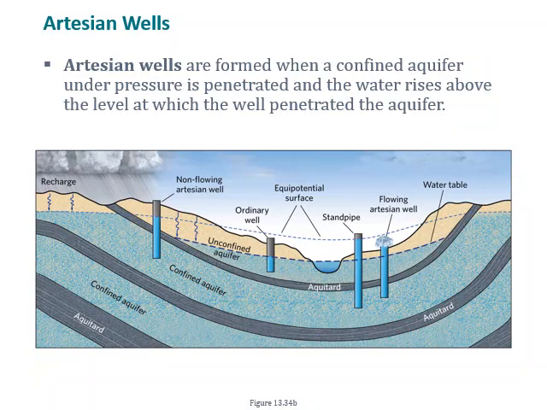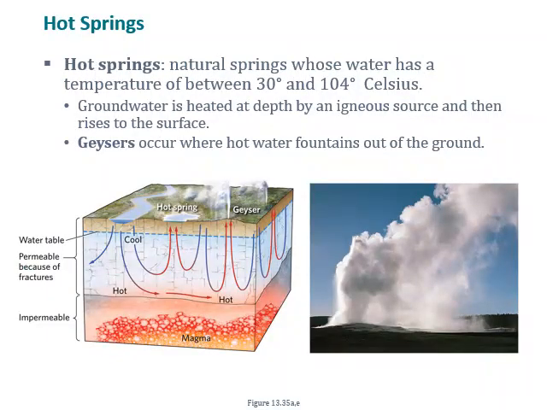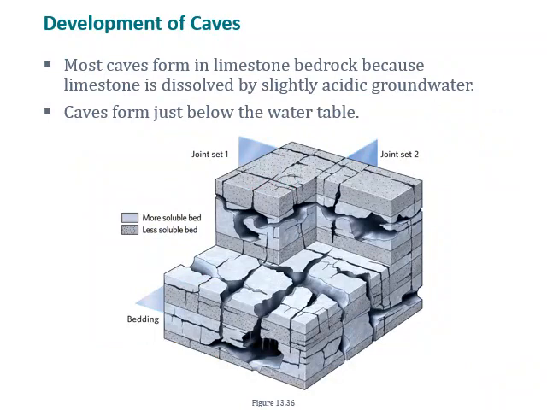Hot springs are natural springs whose water has a temperature between 30 and 104 degrees Celsius, and they occur where groundwater is heated at depth by an igneous source and then rises to the surface. Geysers occur where hot water fountains out of the ground due to being under high pressure. Most caves form in limestone bedrock because limestone is dissolved by slightly acidic groundwater. Caves form just below the water table as that water dissolves away the rock.